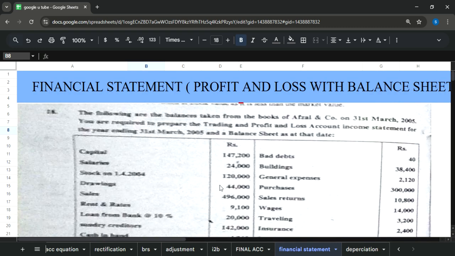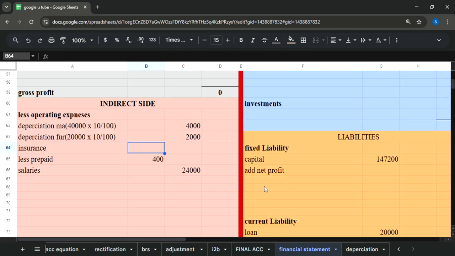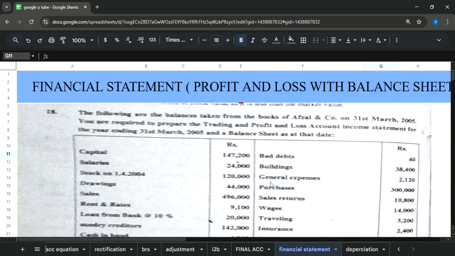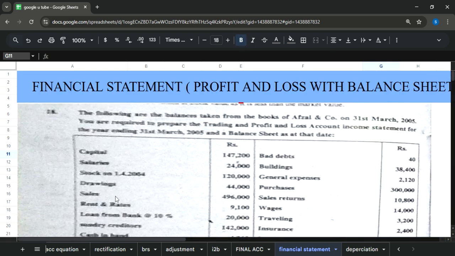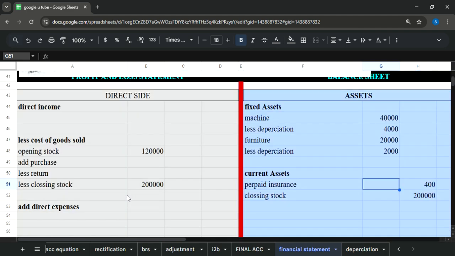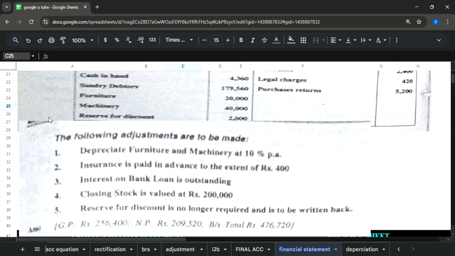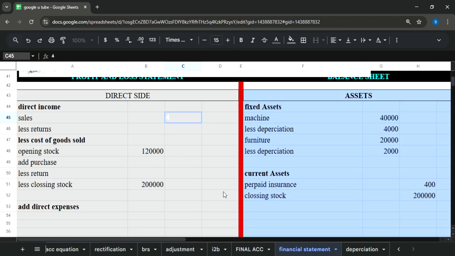After which we have drawings, which we were just talking about. Drawings would be part of fixed liability. You will subtract drawings from capital. The amount of drawings mentioned over here is 44,000. Write down 44,000. Okay, so then we have sales. Sale is part of direct income. Here's sales, and if returns are present, we will also mention them over here. The amount of sale is 496,000. Just write down 496,000.